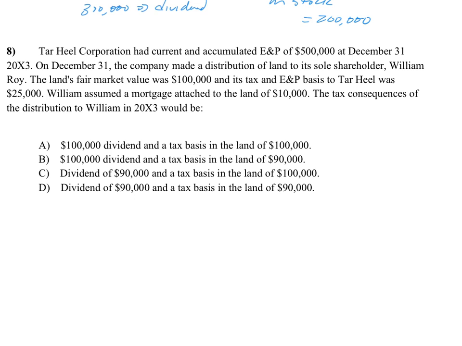All right, in number 8, we have the Tar Heel Corporation, and they have current and accumulated earnings and profits of $500,000 at the end of year 3. On December 31st, the company makes a distribution of land to its sole shareholder. The land's fair market value was $100,000, and its tax and E&P basis to Tar Heel was $25,000. William assumed a mortgage attached to the land of $10,000. What are the tax consequences of this distribution?